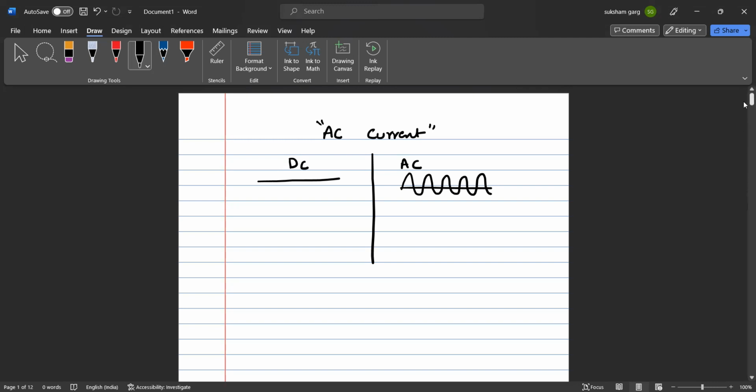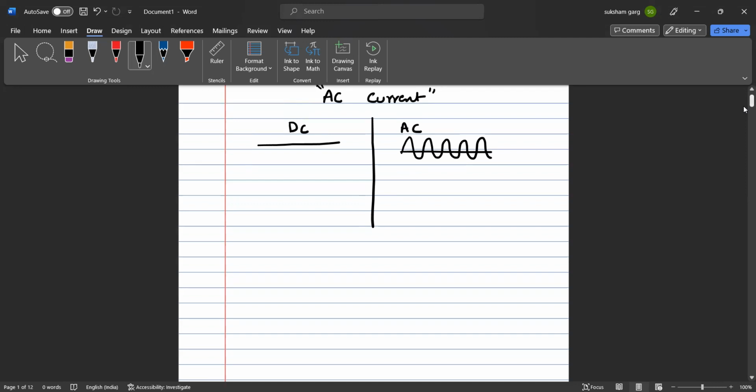So we will send AC current through different devices. For example, the first one we are going to learn is AC through a resistor. So we will take one simple resistance and through this we will pass AC current.